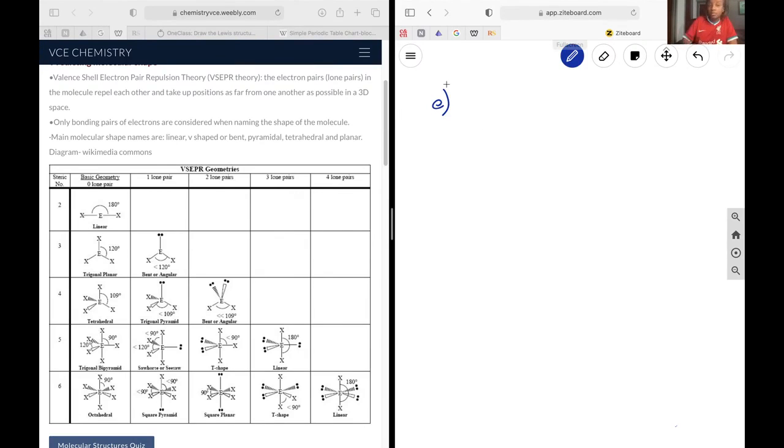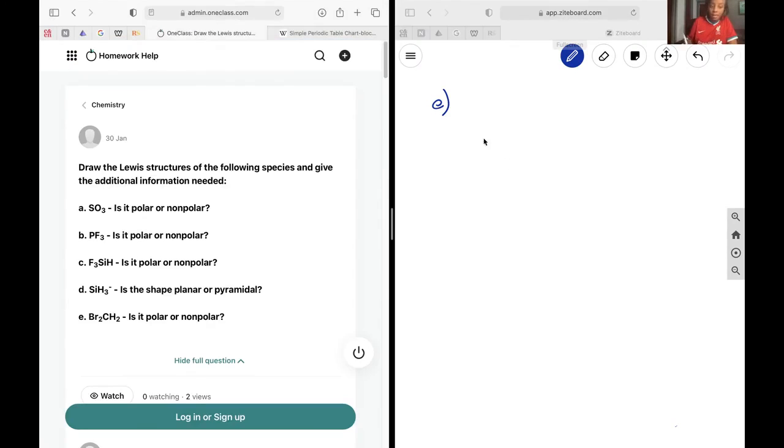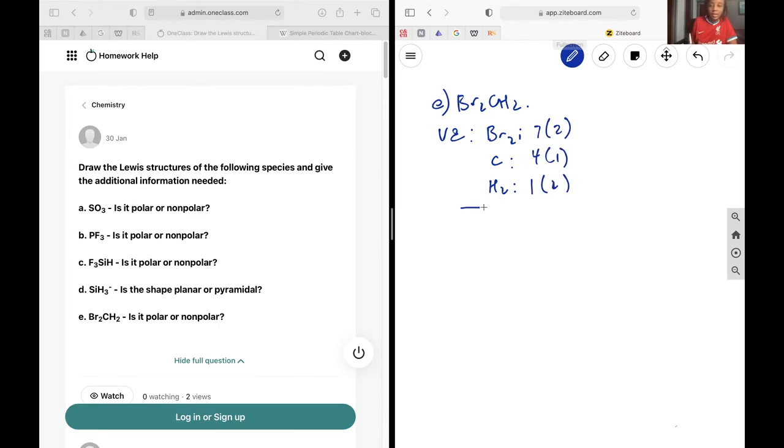So for our last one, we have Br2CH2. So counting valence electrons, Br2CH2, I have no charge. Br contributes 7 valence electrons per atom, carbon 4 valence electrons per atom, hydrogen 1 valence electron per atom. That is 14 plus 4 plus 2, and that is going to give me 20 electrons.